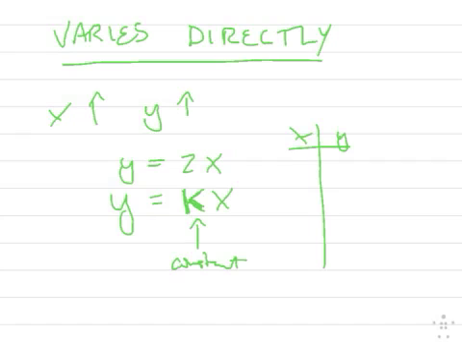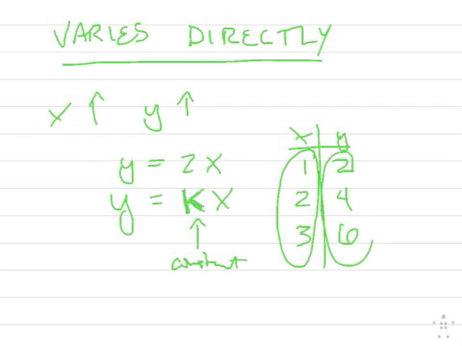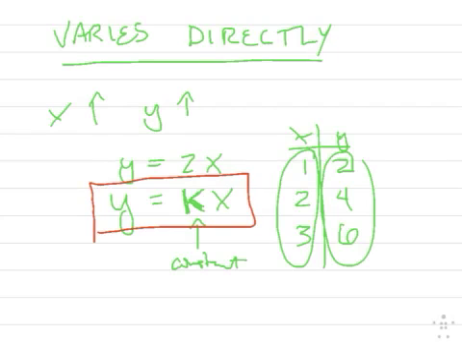If x is 1, what's y? 2. If x is 2, what's y? 4. If x is 3, what's y? 6. So when one goes up, the other goes up. That varies directly. So this is your formula right here: y equals k times x.